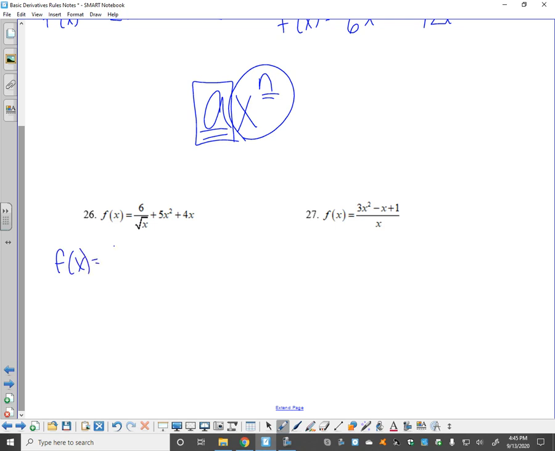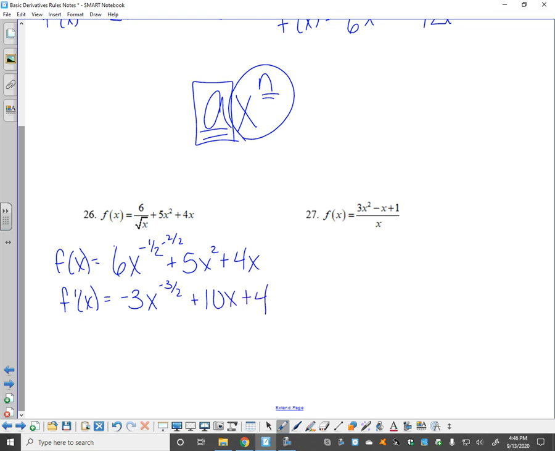Again, pause it and do this one and then see if you get it right. 6x to the negative 1/2 plus 5x squared plus 4x. So f prime of x equals... and you guys can see how fast I'm doing these. You will get that fast, I promise. By the end of this homework, you will be that fast.